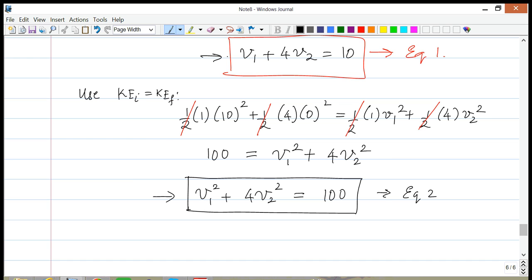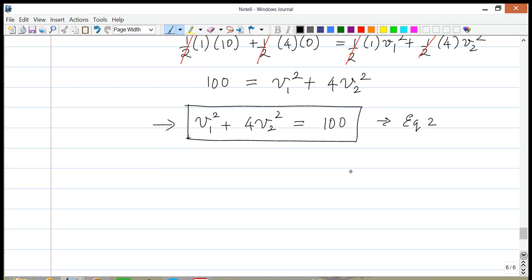Now, a common mistake that people make here is that they say, hey, we can just take the square root of the second equation on both sides, and we'll get v1 plus 2v2 equals 10. That would be completely incorrect. You cannot take the square root of the left hand side and just expect to get simply v1 plus 2v2. So what you need to do is solve it simultaneously.